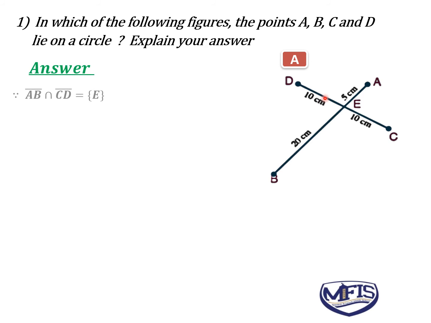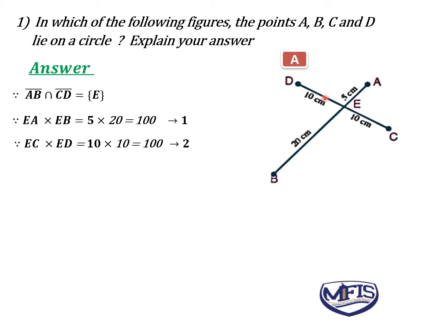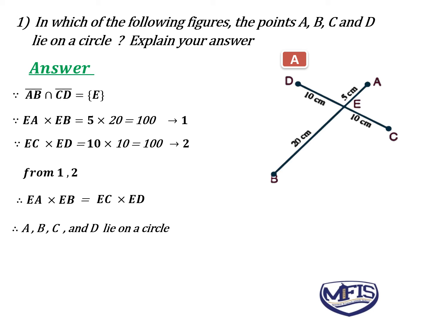Since AB intersects CD at the point E, and EA times EB, 5 by 20, equals 100, this is number 1. And since EC times ED equals 10 times 10 equals 100 also, this is number 2. So from 1 and 2, EA times EB equals EC times ED, and this is the converse of the well-known problem. So the points A, B, C, and D lie on a circle.